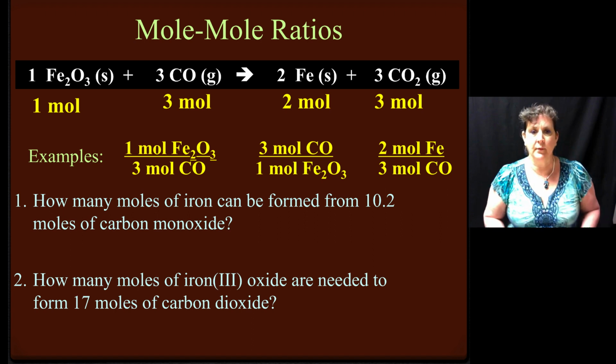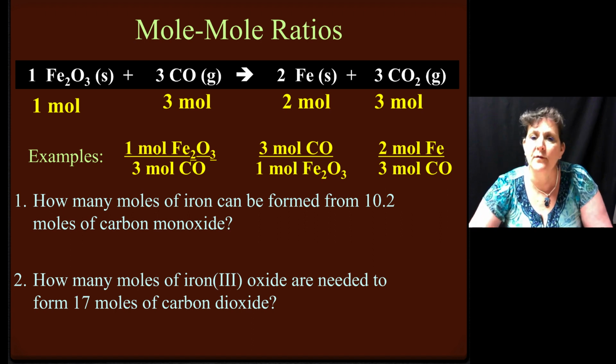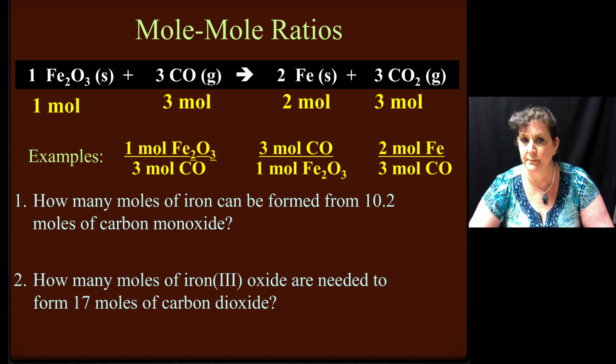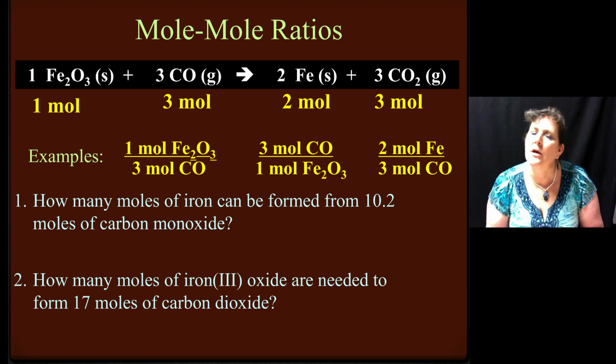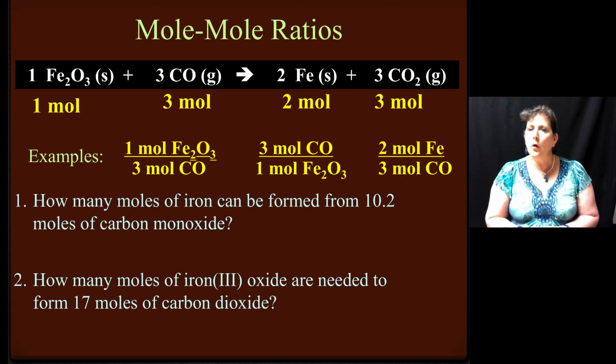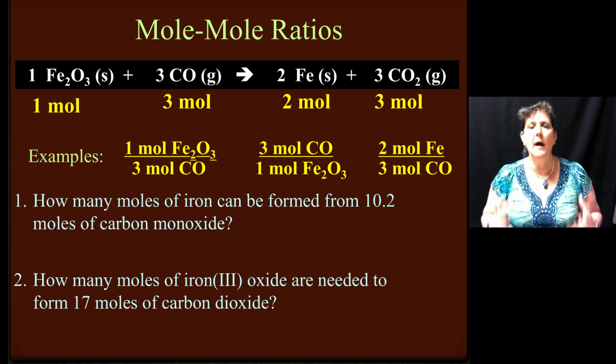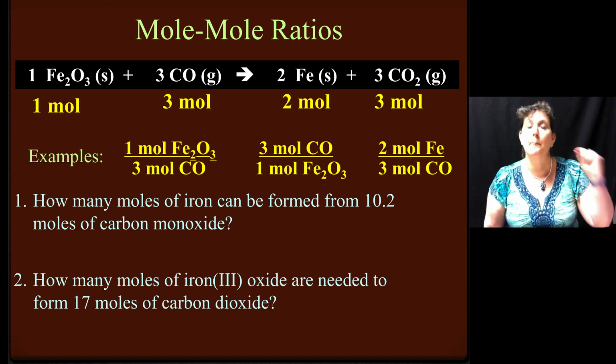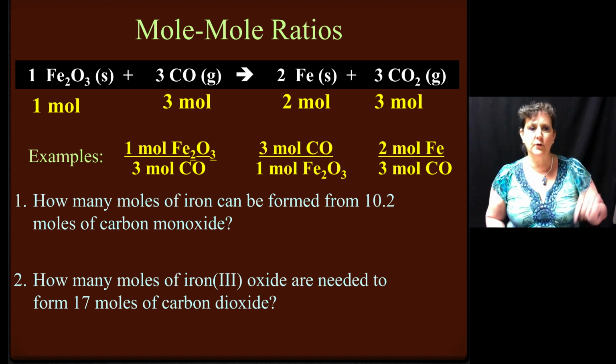Number 1, how many moles of iron can be formed from 10.2 moles of carbon monoxide? So remember this chapter, stoichiometry. I'll give you a hint. Stoichiometry problems always involve 2 chemicals in a balanced reaction. Let's look at this question again.